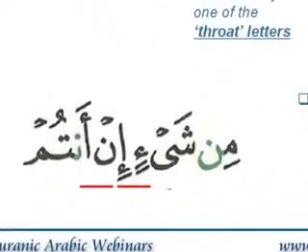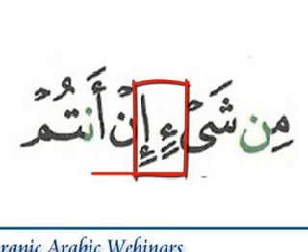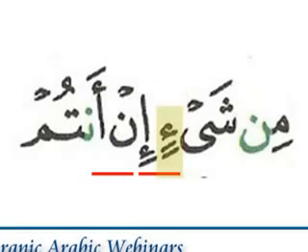Let's look at a small example. So here we have min, shay'in, in, antum, and we're going to concentrate on the underlined ones, the red underlines. So we have shay'in is one word, and it has the hamza with kasratain, and the next word, which is in, starts with hamza, so we have tanween followed by hamza. So we're going to pronounce the kasratain clearly, so that would simply be shay'in as we normally would pronounce it.